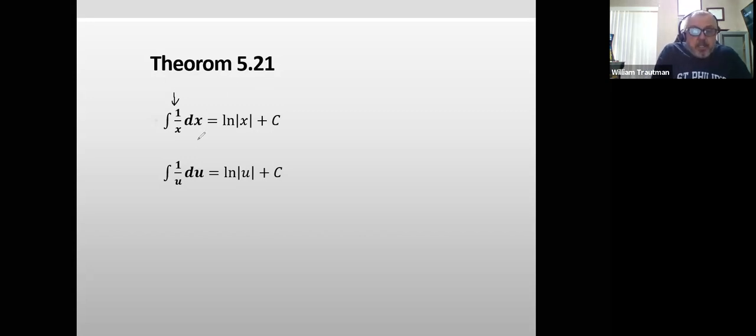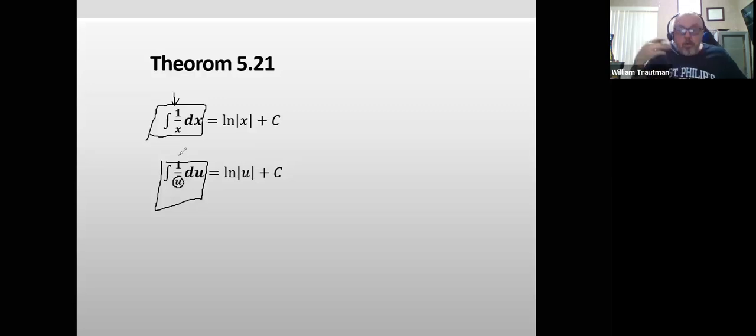Now, we could also use the same formula with u's and du's. If you have something underneath the fraction that's more than just an x, and you want to classify it as u and then take the derivative of that u, then we're okay. Then you can use the du formula.